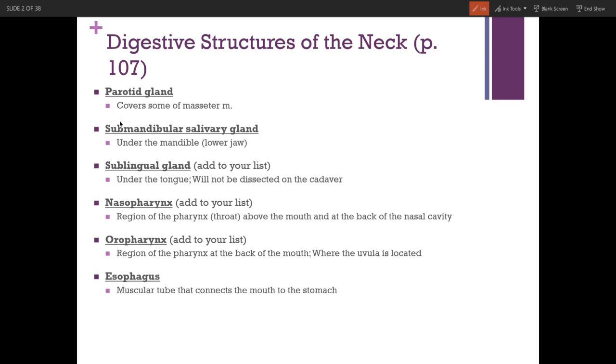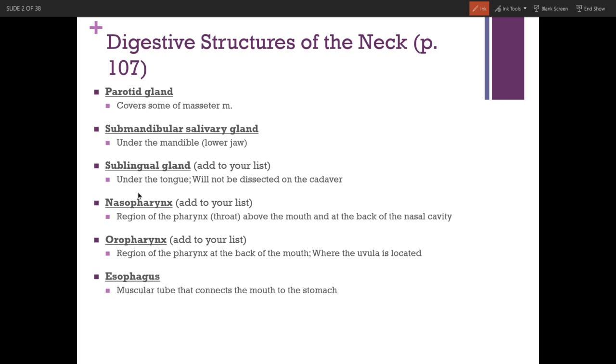Now, we also have our second one called the submandibular salivary gland. Now, if you recall, sub means below. The mandible is actually your lower jaw, so this is a salivary gland that's going to be sitting underneath your jaw. We also have a third gland called the sublingual gland. Now, this is going to be found underneath the tongue. Those are the three salivary glands that we will cover in this unit.